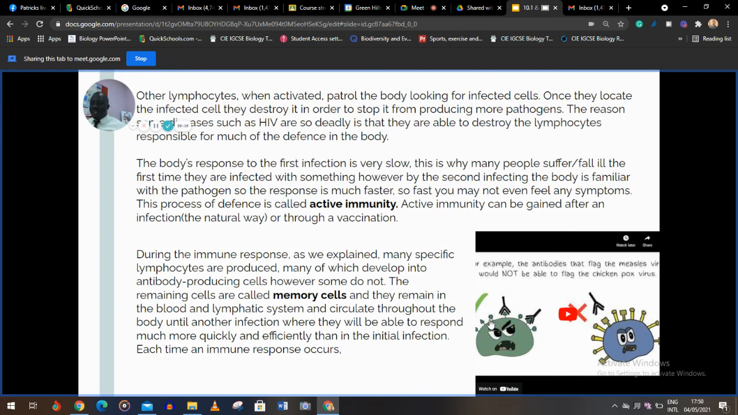That is cell mediated immunity, and that is a very good discussion about that specific immunity as we had said earlier on. So let's check and see.